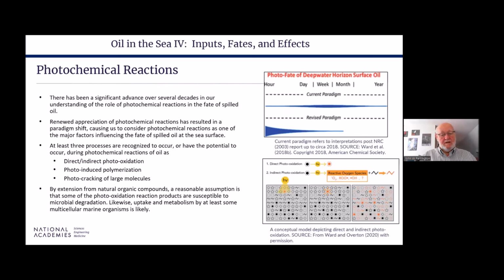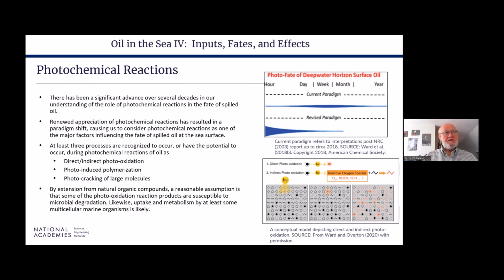Photochemical reactions. There's been a significant advance over several decades in our understanding of the role of photochemical reactions in the fate of spilled oil. In a sense, they were considered early in the 70s, and then they sort of fell off the table, if I could use that terminology, as other things came to the fore.